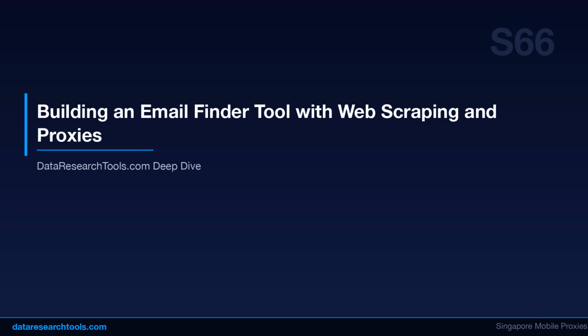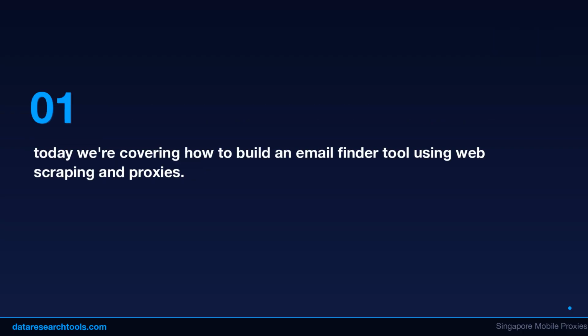Today we're covering how to build an email finder tool using web scraping and proxies. Tools like Hunter.io, Lusha, and Apollo charge significant monthly fees for email discovery for B2B teams that need large volumes of verified business emails. Building your own tool can be more cost-effective and customizable.